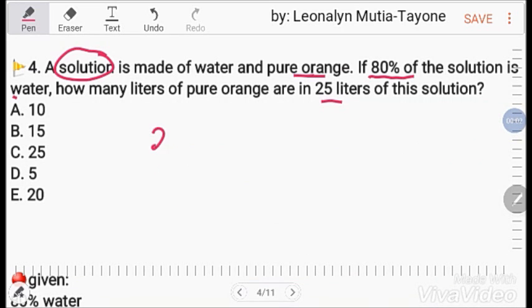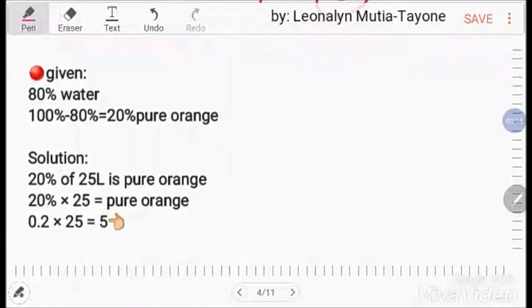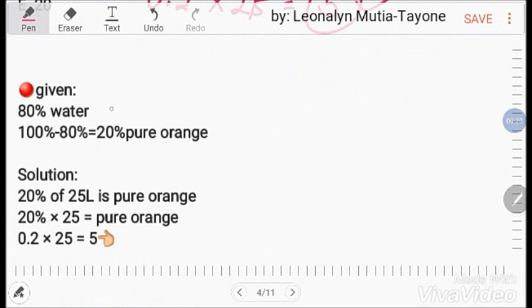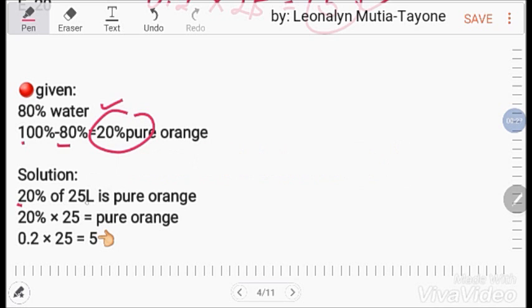Ngayon, ano ang 20% of 25? That is 0.2 times 25, and that is 5. So, ang answer dito ay letter D. At ito yung detalye. 80% water, 100 minus 80, that is 20% pure orange. Ang solution natin is 20% of 25 liters is pure orange. So, ang answer ay 5.